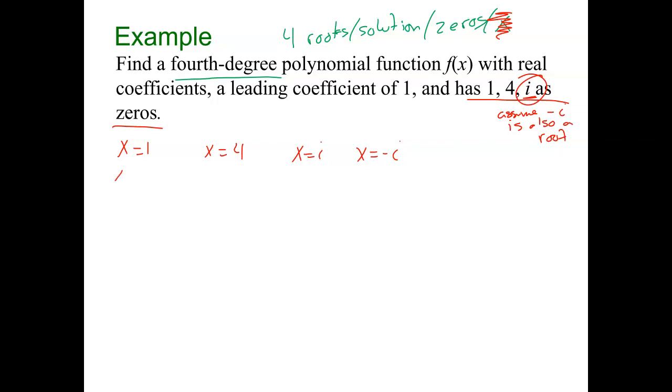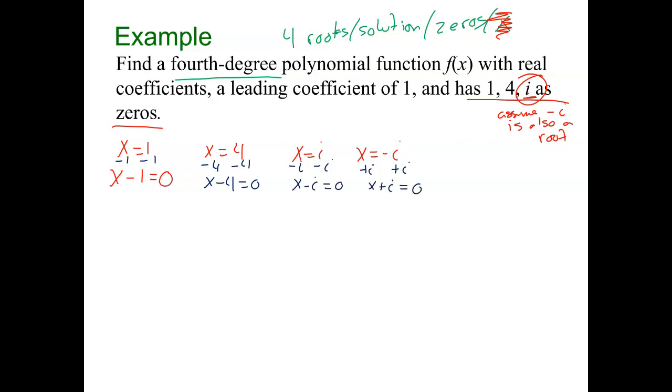Close. x minus 1. If I have the equation x minus 1 equals 0, that gives me the solution 1. So if we work backwards, all we're doing is moving everything to the same side of the equation to set it equal to 0. We set each of these equal to 0, and that's going to give us our factors: x minus 1, x minus 4, x minus i, and x plus i.